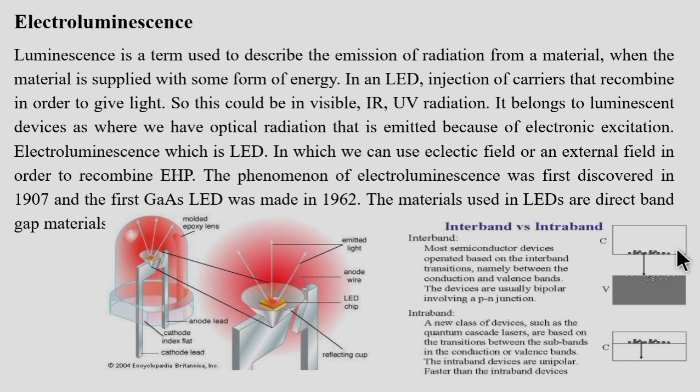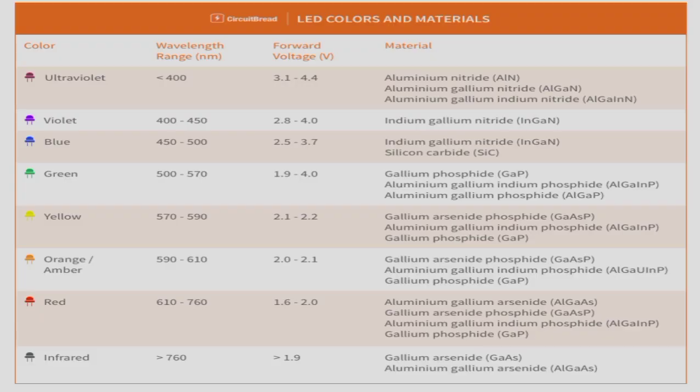In these transitions, not all of them are radiative, only some of them are radiative transitions, depending upon the band gap and the characteristics of the material. In the case of LEDs, we want to maximize the radiative transition and minimize the non-radiative transition in order to increase the efficiency of the device. We can understand the physics behind this type of transition.